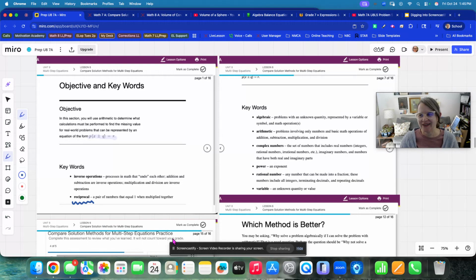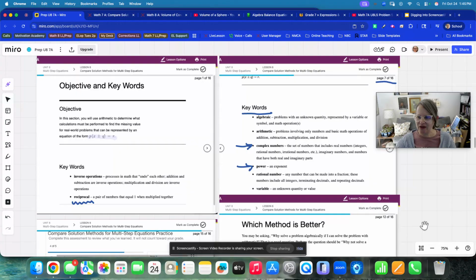Sorry. And then I wanted to talk about the keywords. You know how sometimes they'll have more keywords in the middle of the lesson? They have all this stuff like complex numbers and powers that really are not necessary. They're just mentioned in the lesson, so they feel like they have to define them. So let me show you where they're mentioned.